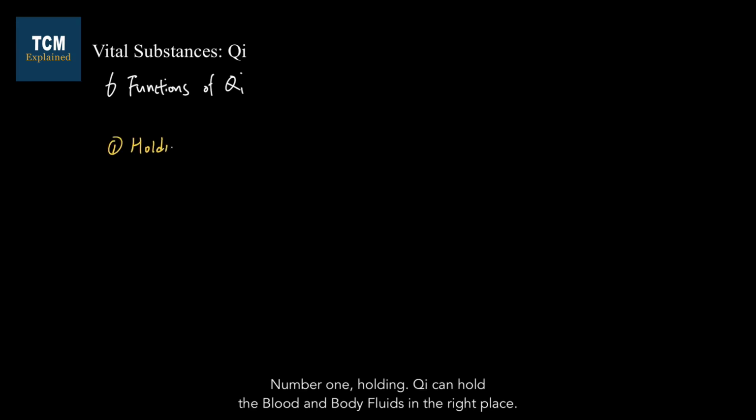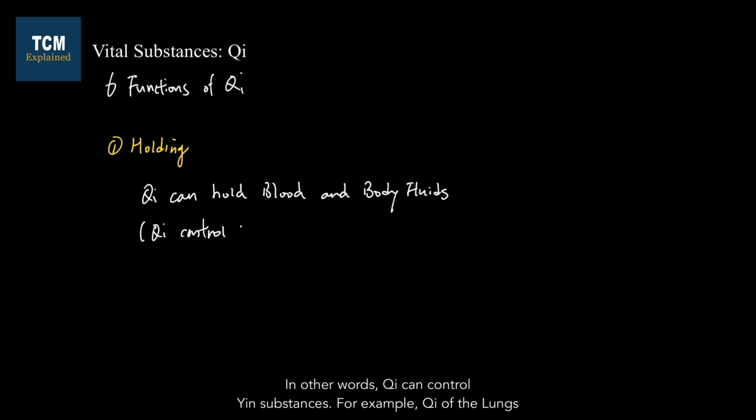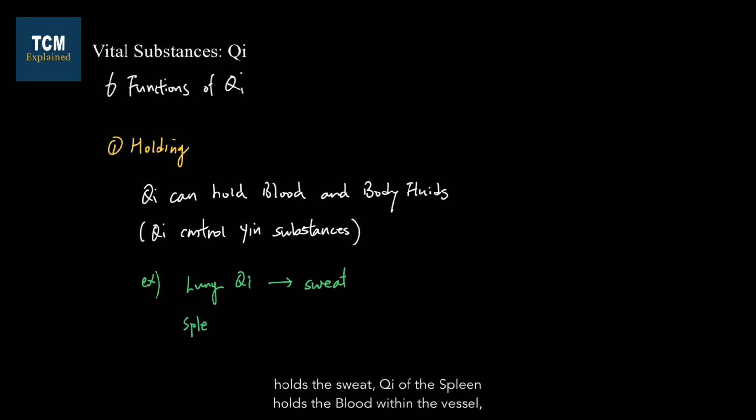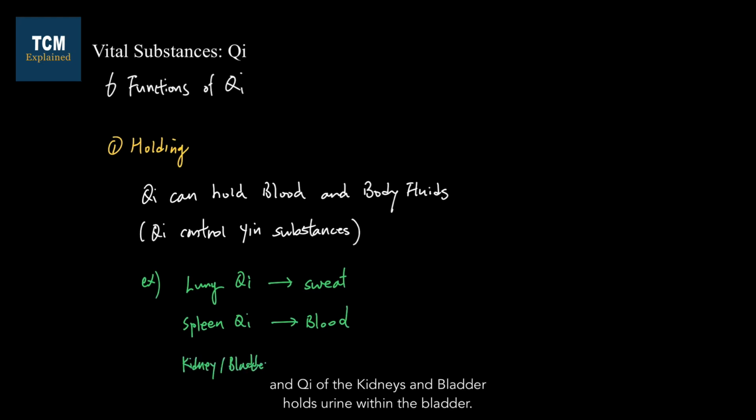Number 1, holding. Qi can hold the blood and body fluids in the right place. In other words, qi can control yin substances. For example, qi of the lungs holds the sweat. Qi of the spleen holds the blood within the vessel, and qi of the kidneys and bladder holds urine within the bladder. As you can imagine, compromisation of holding function of qi can lead to a leakage of blood and body fluids, which is not good.